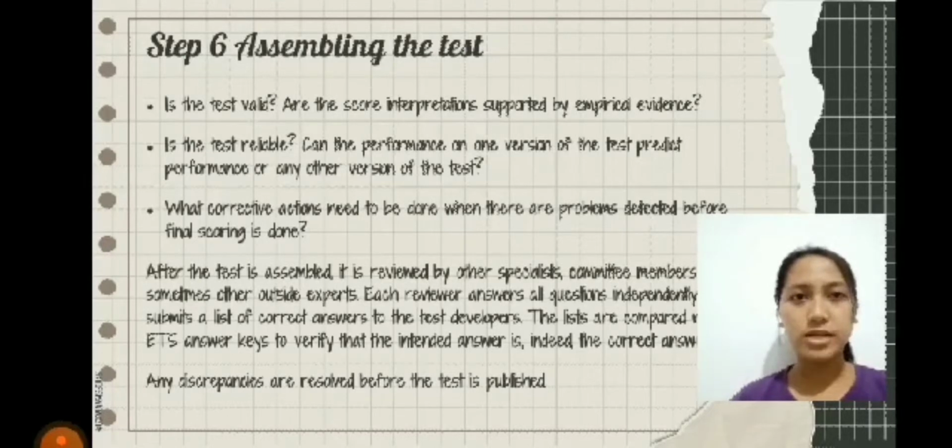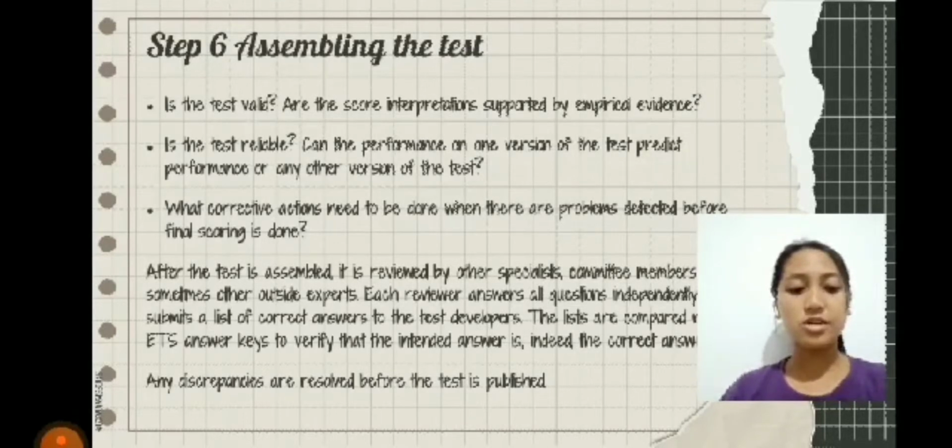So, assembling the test means recording test items, reviewing test items, and arranging items in a test. The items should be arranged according to types, should be arranged in order of difficulty, and items of the same subject matter content may be grouped together.